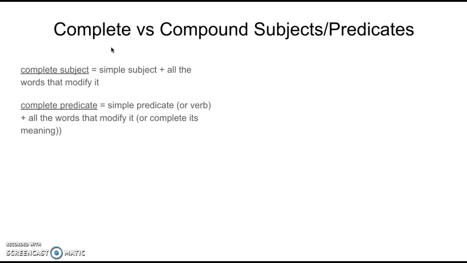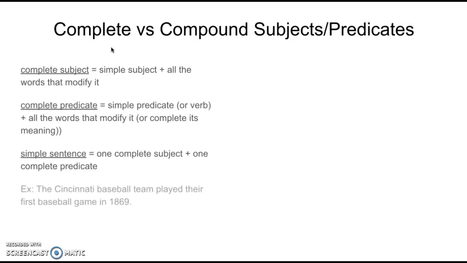complete its meaning. When you have a subject and a predicate together in one sentence, they create a simple sentence. One complete subject plus one complete predicate. Let's look at an example.